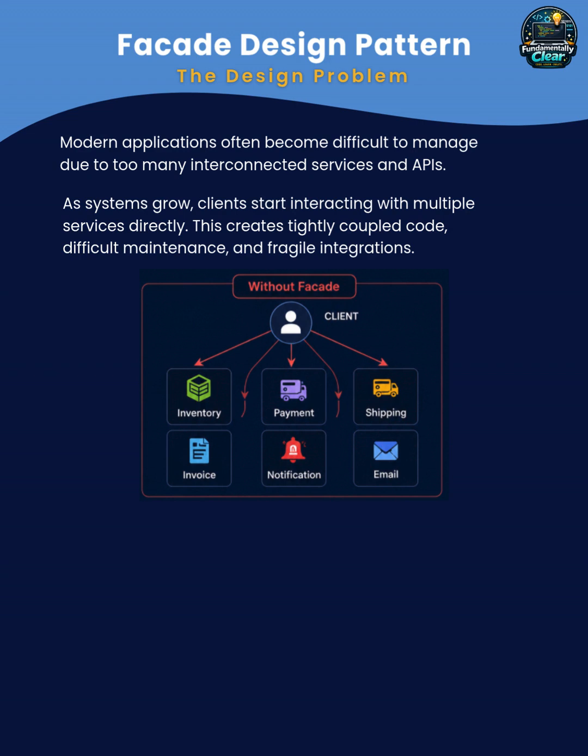You've also got an invoice service, a notification service, an email service. And now your client code looks like this tangled mess. It has to know about every single service, call them in the right order, handle their individual failures, and orchestrate the whole flow itself. Three things happen when you do this.